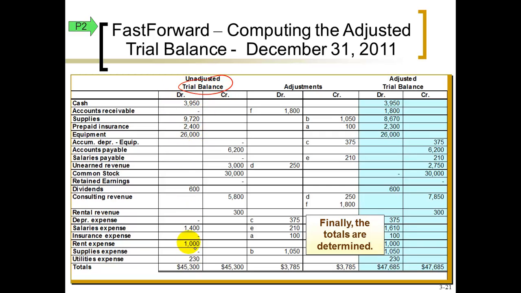Remember, here in this column would be asset type accounts. This is the dividend, and then the expenses all increase with debits. And in this column would be liabilities, anything payable, unearned, common stock, revenue accounts. Also new to our credit normal balance is that contra asset, the accumulated depreciation here.